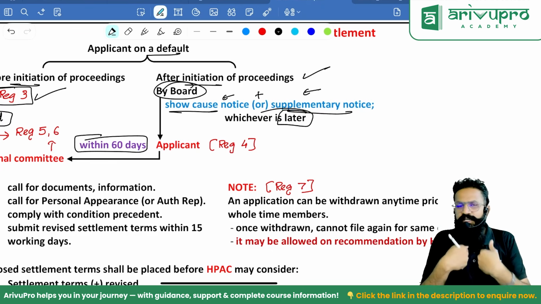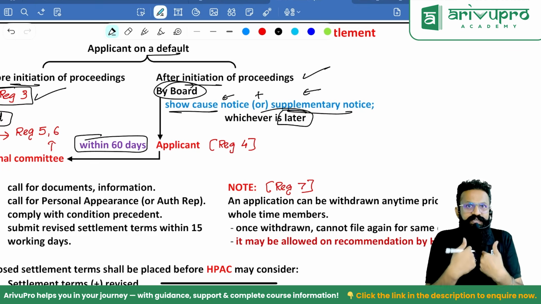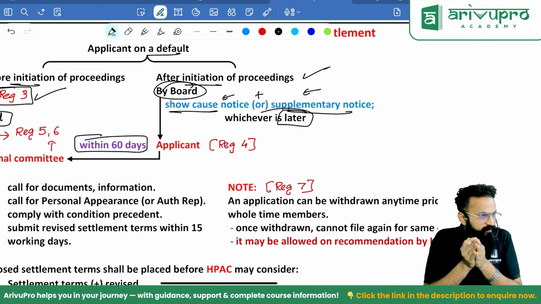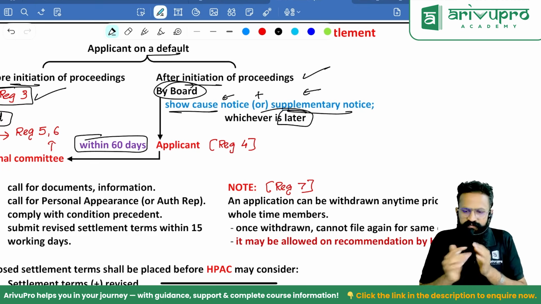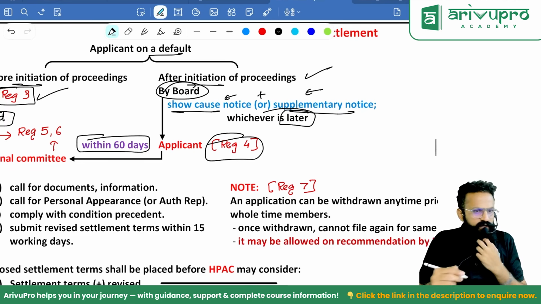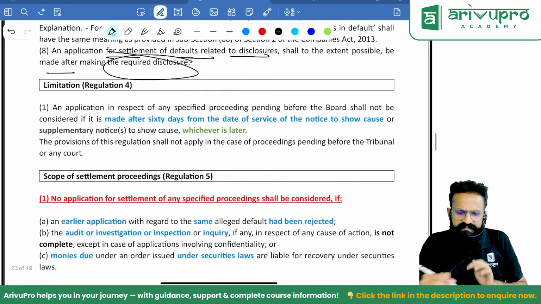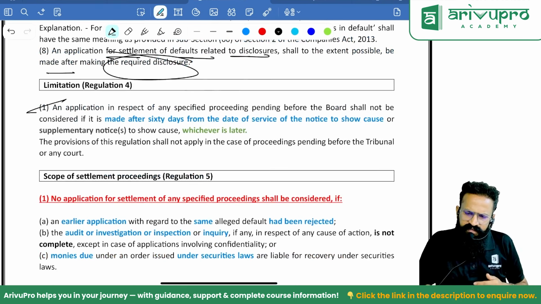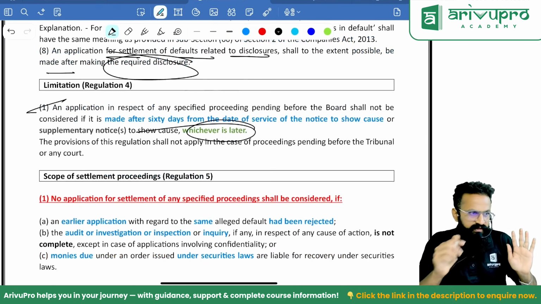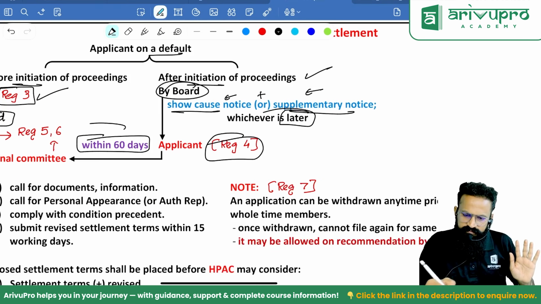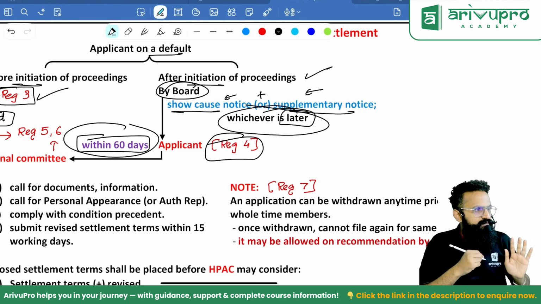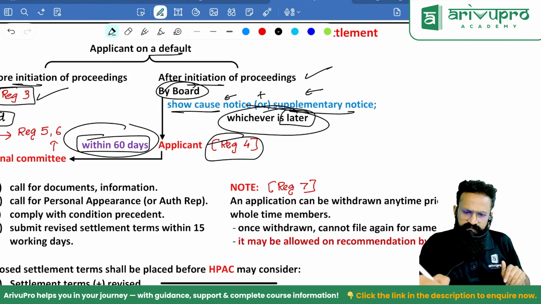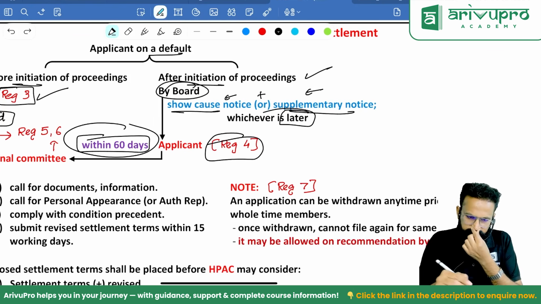Okay. So they have taken an action. They have started. Now I can go and ask for settlement. They're telling me to read regulation 4 here. What does regulation 4 say? It says limitations. Nothing but that whichever is later, 60 days is given there. This is only regulation 4. Clear? Okay. Regulation 4 is done. Next one, sir.